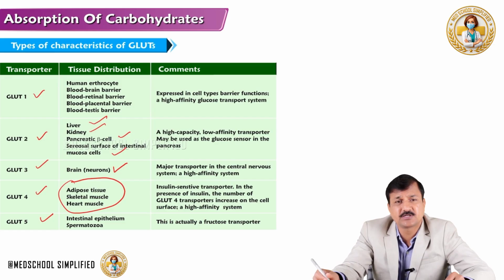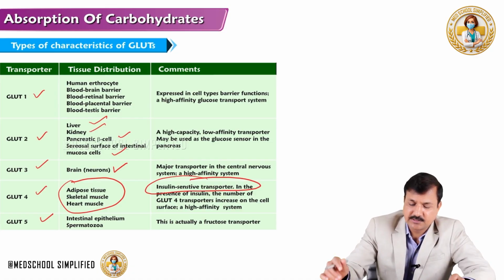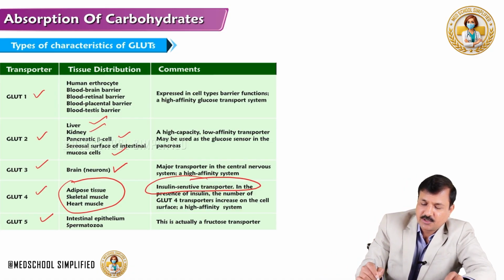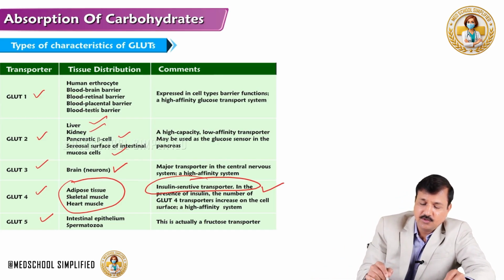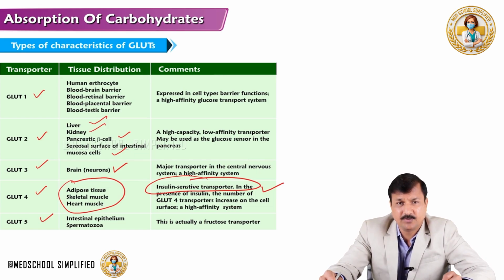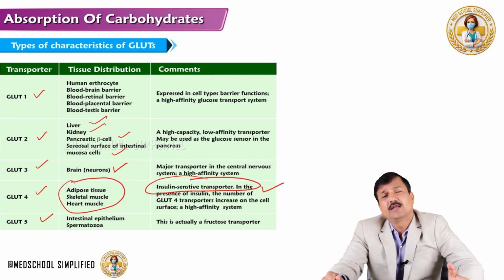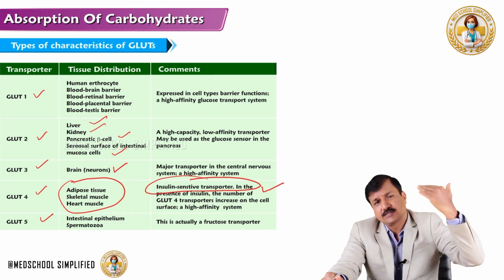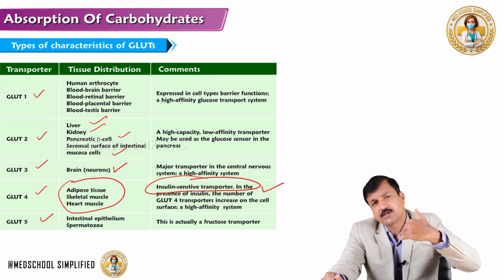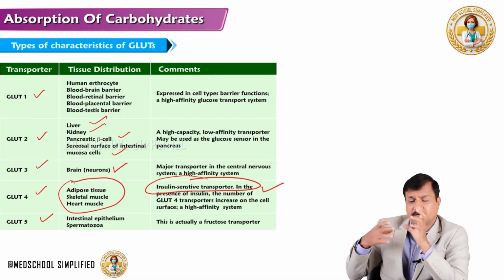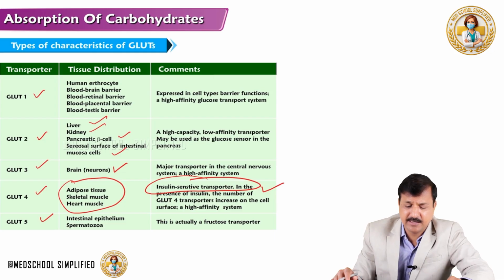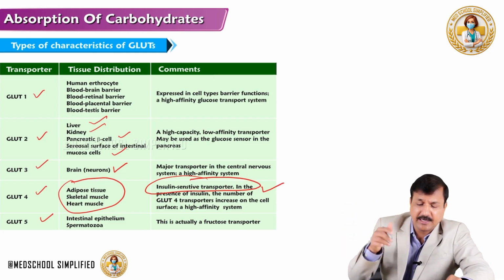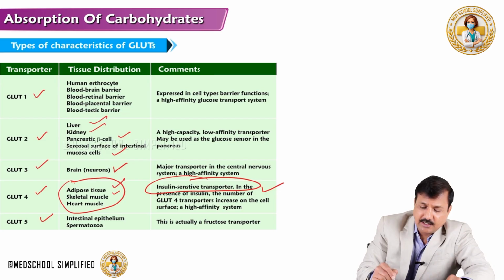GLUT4 transporters are special compared to any other glucose transporters because GLUT4 is the only insulin sensitive transporter out of all glucose transporters. Also note that GLUT4 transporters are present in the cytoplasm, and in response to insulin, whenever insulin is there in the blood and binds to the insulin receptor, at that time the GLUT4 transporters which are in the cytoplasm will be brought back to the cell membrane and thereby allow glucose to get in. So, what type of tissues contain GLUT4 transporter?